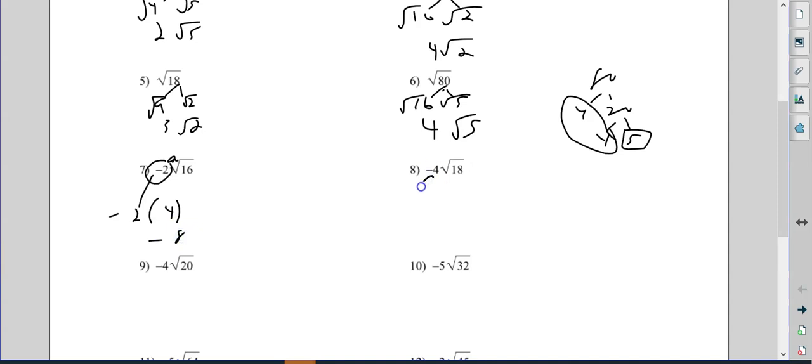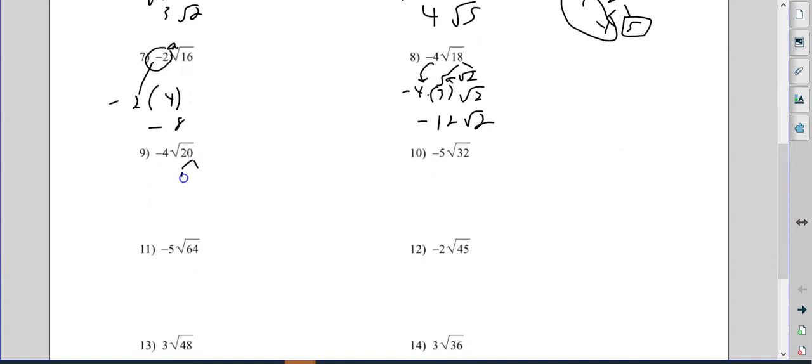Now this one's a little harder because this one is not a perfect square, so we're going to have to do 2 things here. We're going to have the 9 and the 2, square root of 9, square root of 2. The square root of 9 comes out as a 3, so I want to put that in parentheses to remind myself again to multiply by that negative 4, and then the radical 2 stays under the radical, so that's negative 12 radical 2.